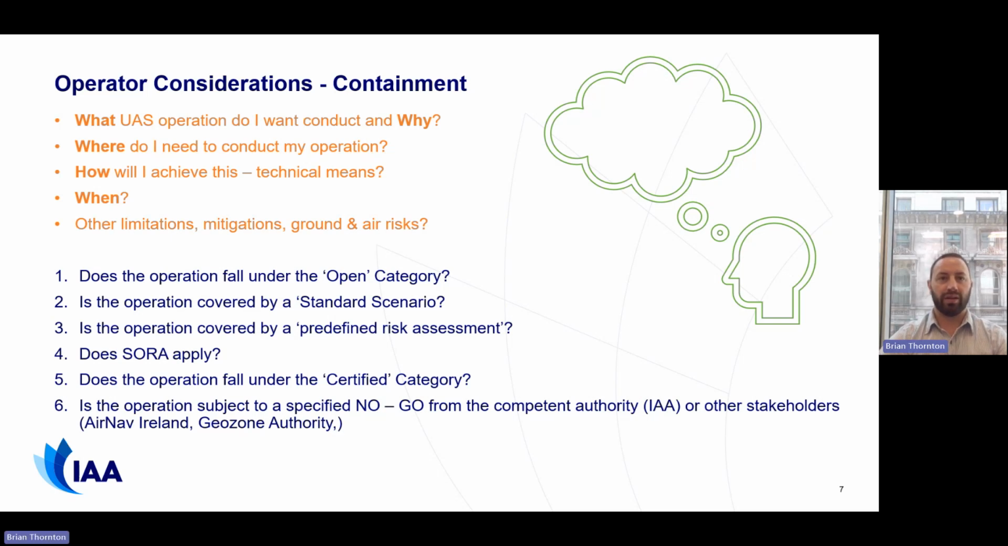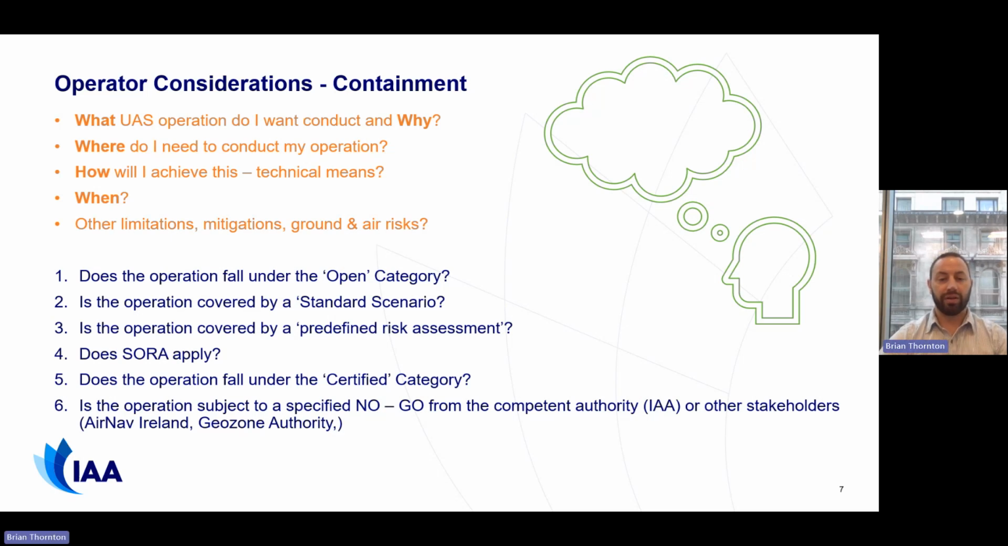SORA is within the regulations. There's guidance in the easy access rules. There are 10 steps of how to conduct a SORA review, and applicants can do that. But these are just some flavors, some thoughts about how you might consider what type of operation and what type of authorization you might look for from the authority. And consequently, what are the containment requirements for each of those different areas within the specific category operations?